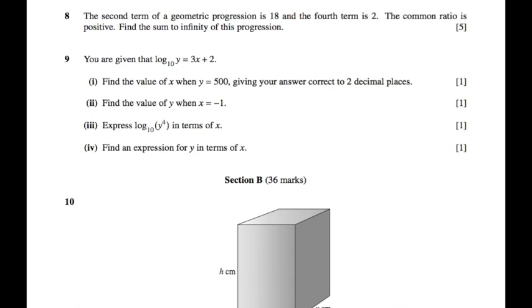Right, question 2. So we're on to another sequencey, progression-y type question, but for this one they're telling us it is a geometric sequence. The second term of a geometric sequence is 18. I like to write down everything they're telling me as I go. So the second term is 18. The fourth term is 2. The common ratio is positive. Find the sum to infinity.